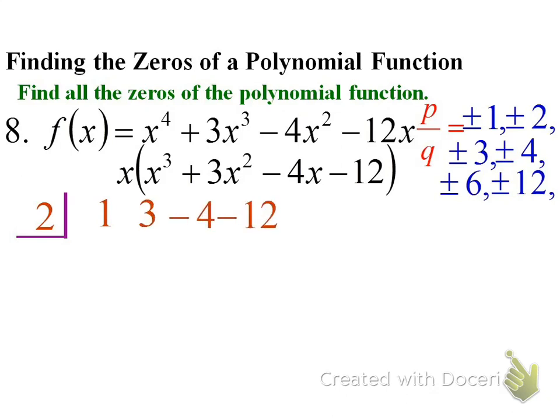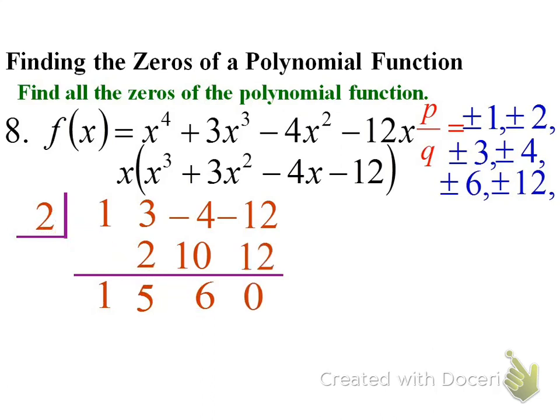You do not need to worry about the 0 or the x in front. That's just going to give us 0 at the end. All right, do your synthetic division step. You can probably guess your remainder will be 0, or why else would I have picked the 2? There we go. So I have 0 as a solution. I have 2 as a solution.